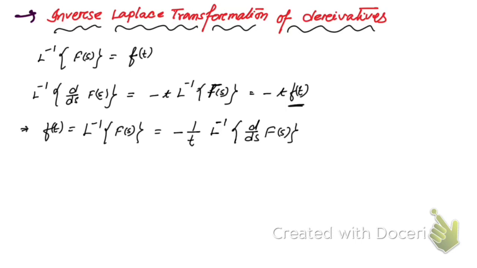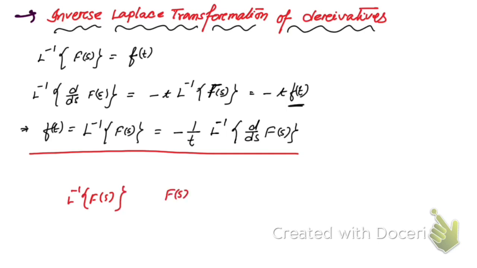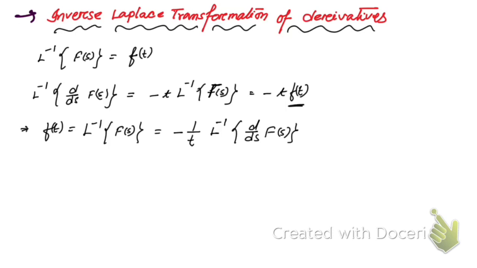Now, why do we need this? Because sometimes we may have some function F of s, and if you check all the formulas and can't find any suitable formula to find its inverse Laplace transformation, then we differentiate this function and use this. Let me take a question, then you're going to understand better. First let me copy the formula that we're going to use to solve such problems.